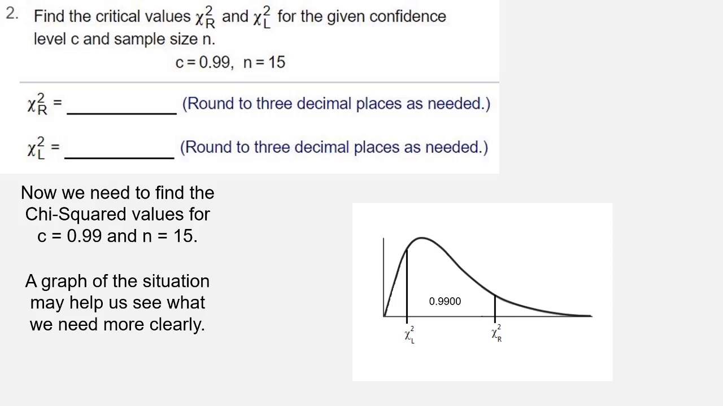That leaves 1% of the total area to be divided evenly between the two tails, which means each one of those tails has 0.5% of the area, which is 0.0050.